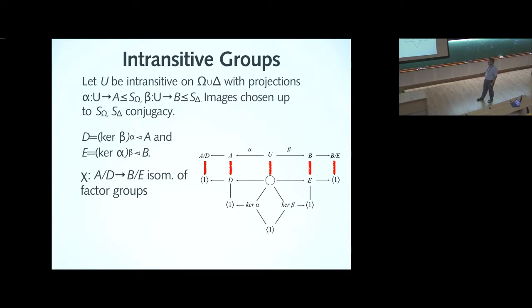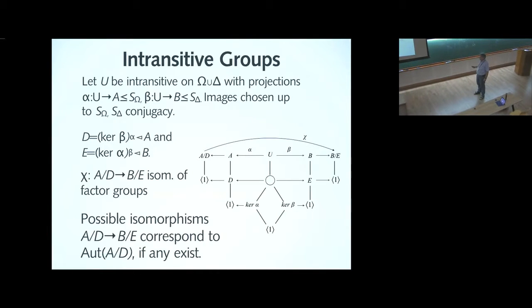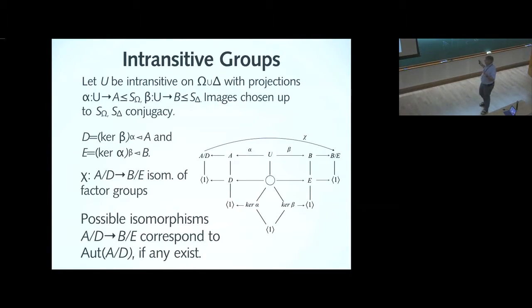And so what we need to do to describe these groups is, if we have A and B given, and we want intransitive groups, we need to look at all possibilities of A and B, look at possible normal subgroups D and E in both groups such that the factor groups are isomorphic, and look at these isomorphisms up to automorphism induced by the normalizer of A and the normalizer of B. So that gives us these groups.